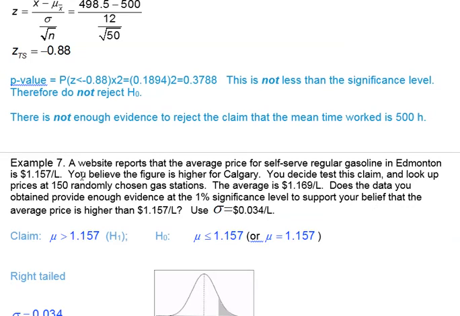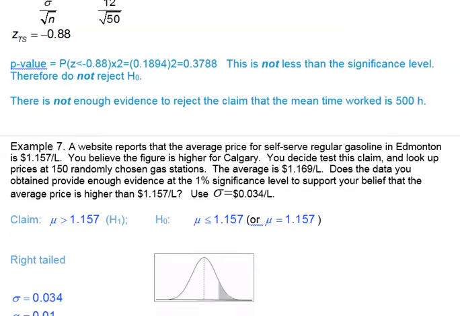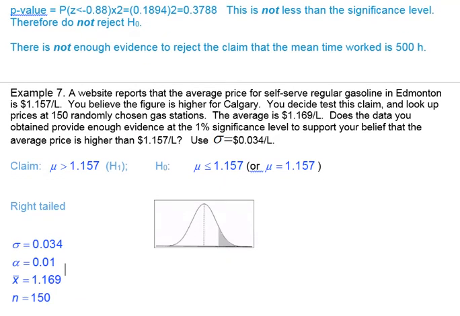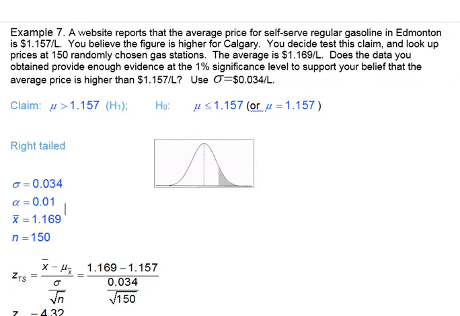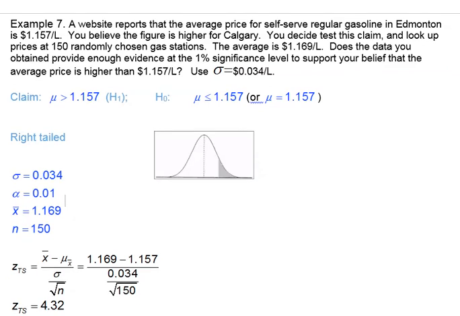Identify all of our other variables. So we have our sample average, we have n, we have sigma, and we have our significance level, alpha. Again, we plug that into our z-score calculation. I recommend you pause and make sure you can get that number. This time it works out to 4.32.